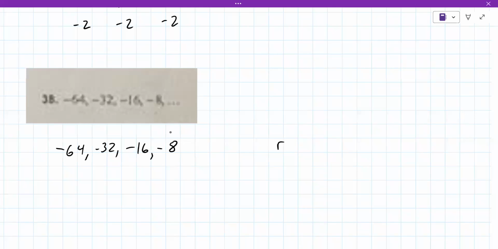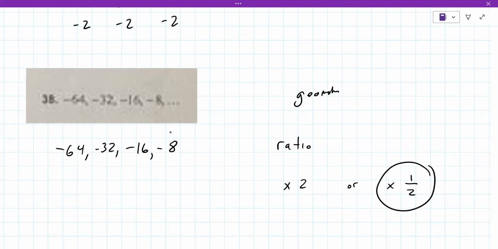What is it going down by? What is the ratio? 2. So if you say 2, that's like multiplication by 2. You have to either say multiplication by 2 or multiplication by, for example, 1/2. So yes, you're dividing by 2, but you write this as multiplying by 1/2.